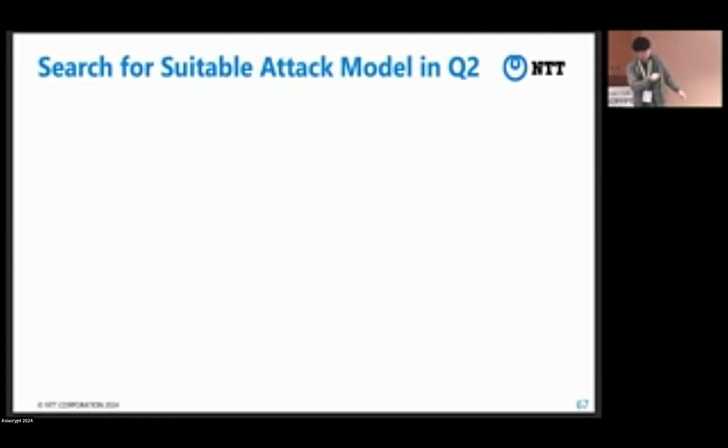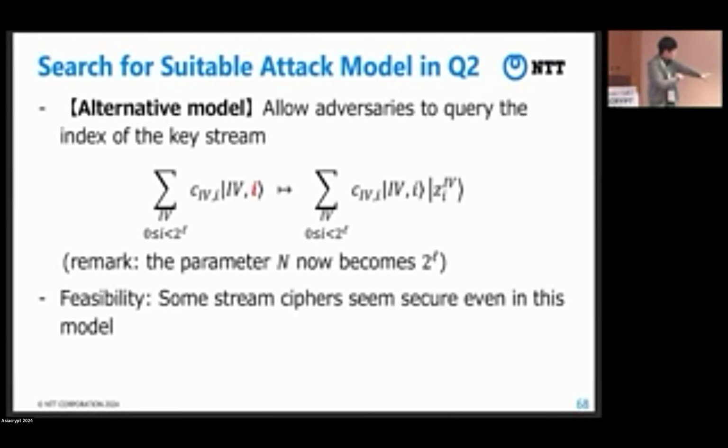So I'd like to introduce a new model. Here, I'd like to allow adversaries to query not only the IV, but also the index I of the T stream in quantum superposition, and I can range from 0 to 2 to the power L. This is a very strong model, but I'd like to claim its feasibility, because some stream ciphers seem secure even in this attack model. So this is the new model, and I will present a new attack in this model.